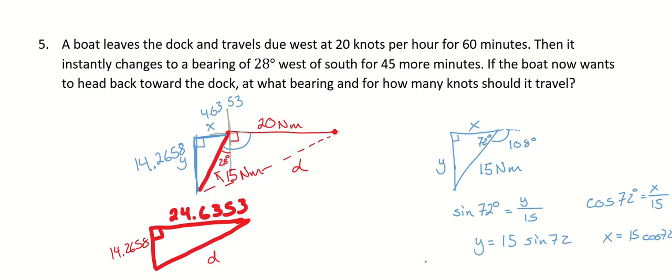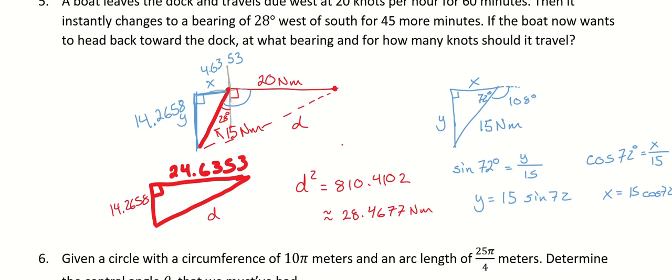And I get a disgusting number. And just so you can have a check, if you were checking with your calculator, when I do a squared plus b squared, I get 810.4102. Okay, I will take the square root of that to get d, and it looks like it's approximately 28.4677. And that would be nautical miles. Now, we have our answer.